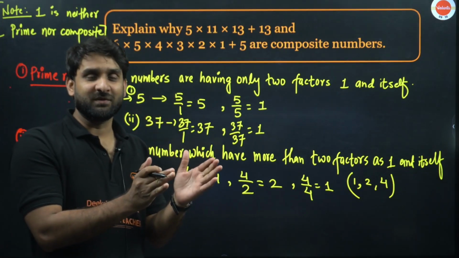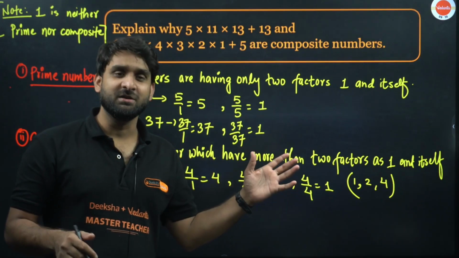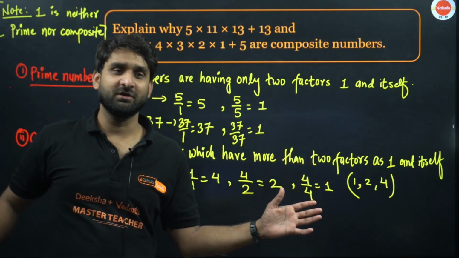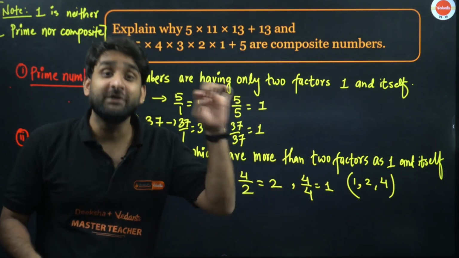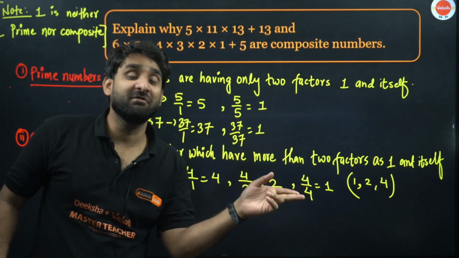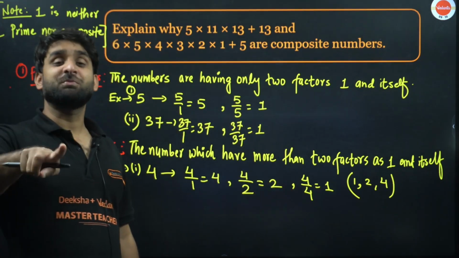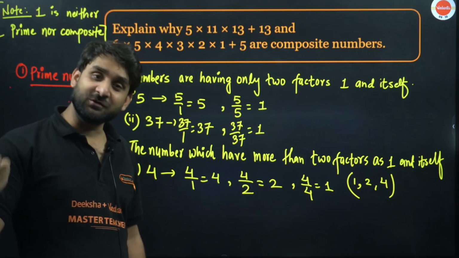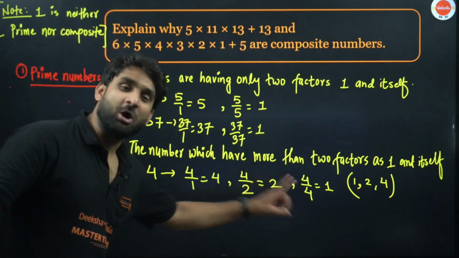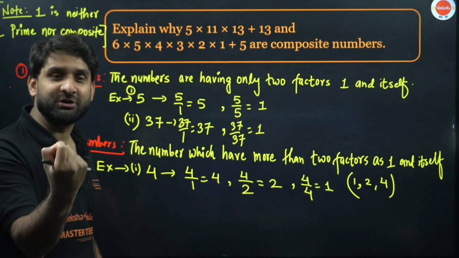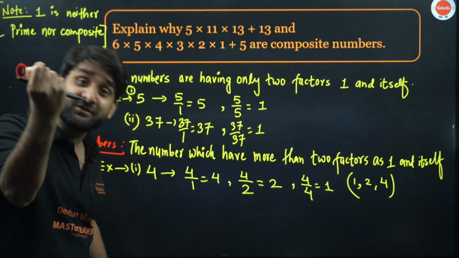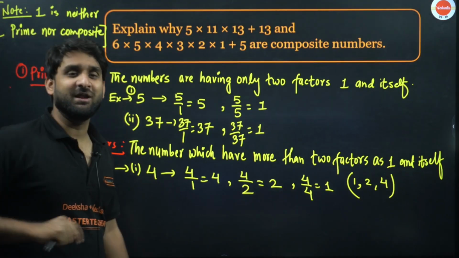Before 4, there are 3 numbers. 1, but we know 1 is neither prime nor composite. Then 2, which is a prime number because 2 can be divided by 1 and itself, 2. So which is the first prime number? The first prime number is 2. 3 is also a prime number. But 4 is a composite number. So the first composite number is 4. The first prime number is 2. I hope you are getting my point.